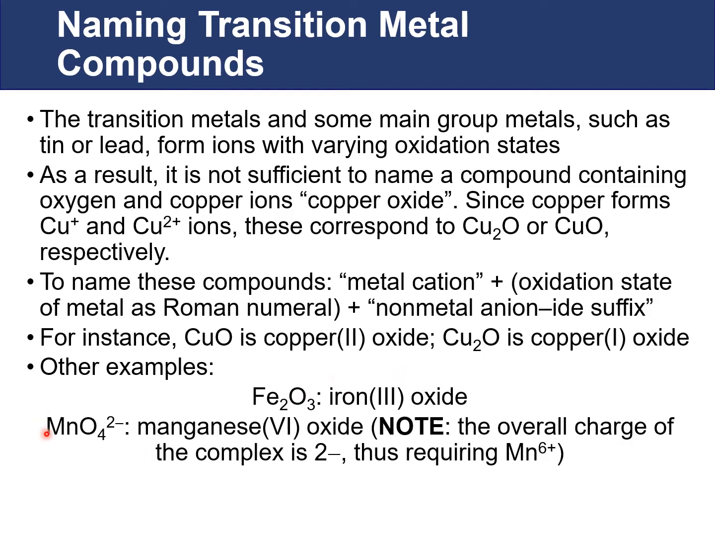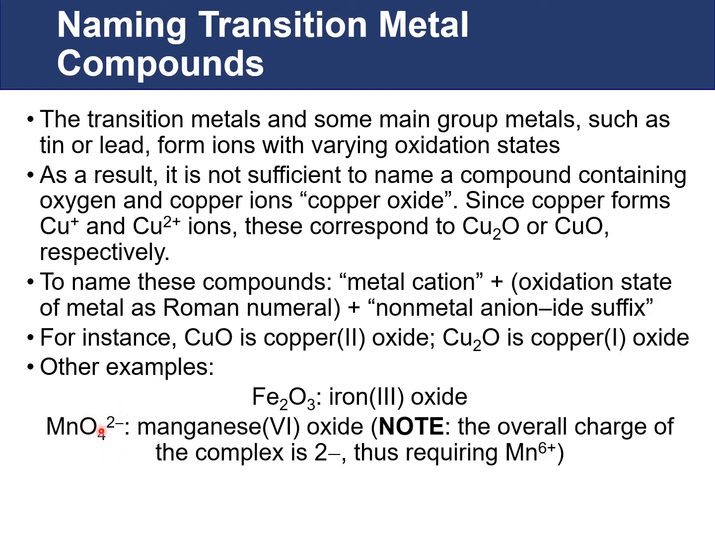Another example would be our manganese 6 oxide. In this case, we have an ion, a remaining charge left over. To determine that this manganese here should be manganese 6, we'll look at the charge on the oxygen. Each one of the oxygens here will have a -2 charge. There's 4 of them for a total of -8.